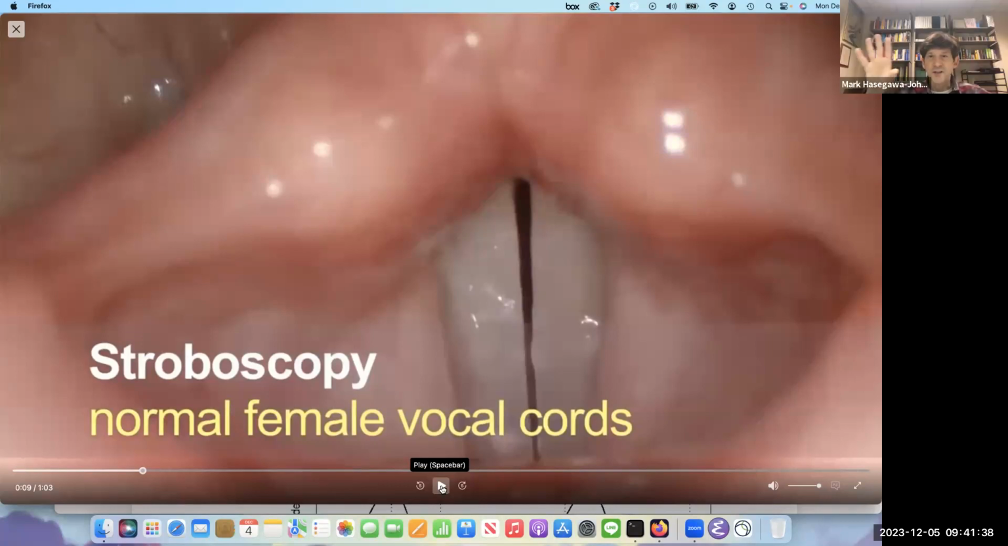So the strobe flashes once every 200th of a second or so, and then we can capture only one frame from every vocal fold vibration.